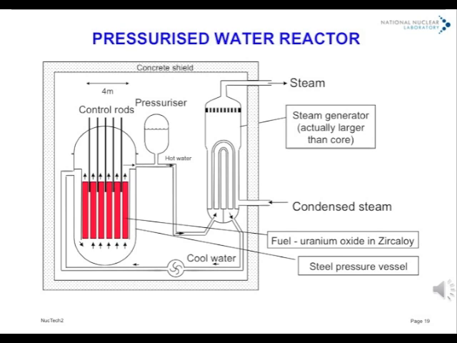PWRs, developed from necessarily compact designs for submarine propulsion, again use enriched uranium oxide, but clad in a zirconium alloy with very low neutron absorption. The light water coolant is pressurized to prevent boiling, but a pressurizer in a separate chamber maintains a steam space to provide some flexibility.